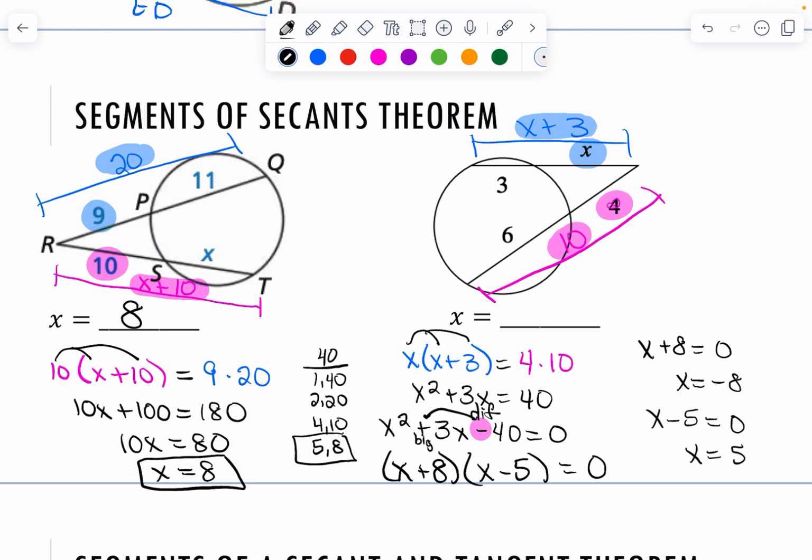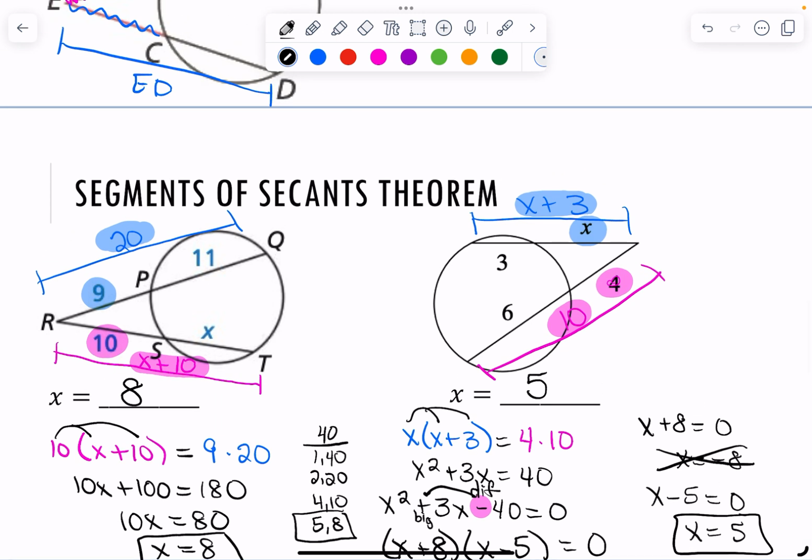I look, does that work? 5 plus 3 is 8. 8 times 5 is 40. So the 5 works perfectly. The -8 works in the equation, but when I plug it back in up here, I get a measurement that would be a negative length, which throws it out. So x equals 5. Now, for those wondering, I do want to show you the exact same problem using the quadratic formula, just so you see it as a quick review.